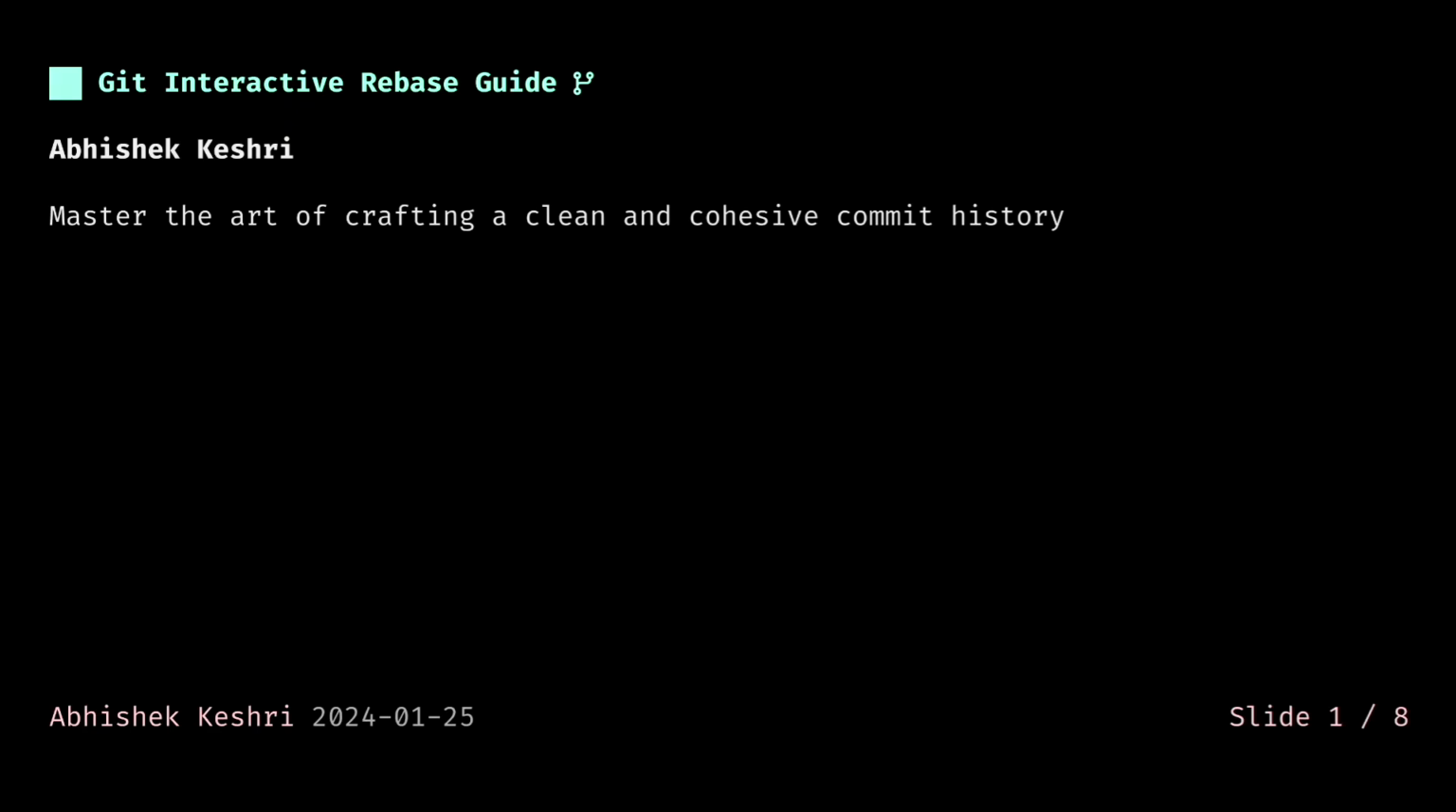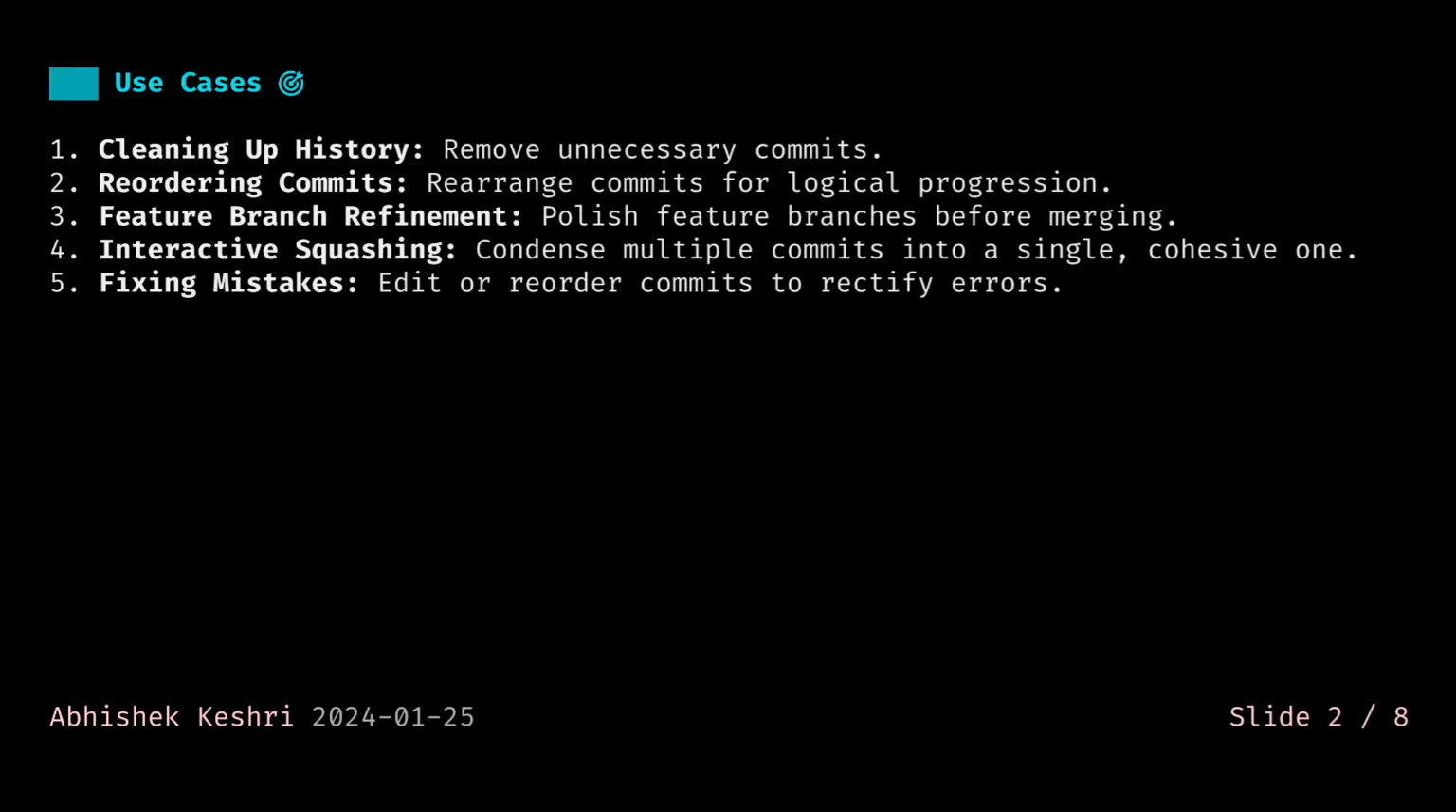And why do you need Git Interactive Rebase? So Rebase basically allows you to create a very clean and cohesive commit history. And Rebase means that you are doing something with your Git commit history. So we'll look at how we can modify our Git commit history. So let's take a look at some of the use cases.